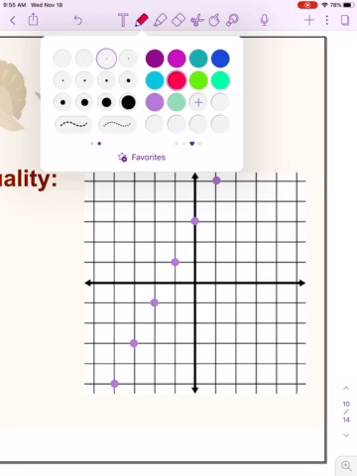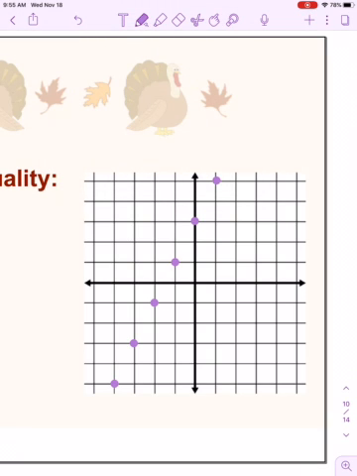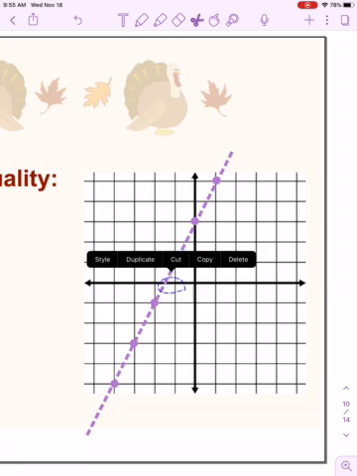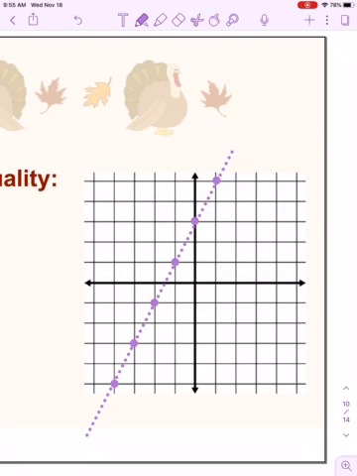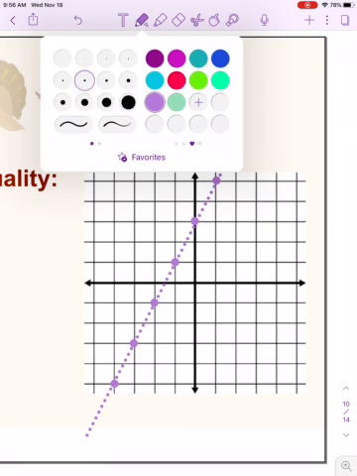I think Notability does dotted lines for you now. Oh, it does. Pick that one. Okay, we're going to go dotted and above. So Notability does the dotted lines for you now, or you can just do the dashes. But there's your dotted line.